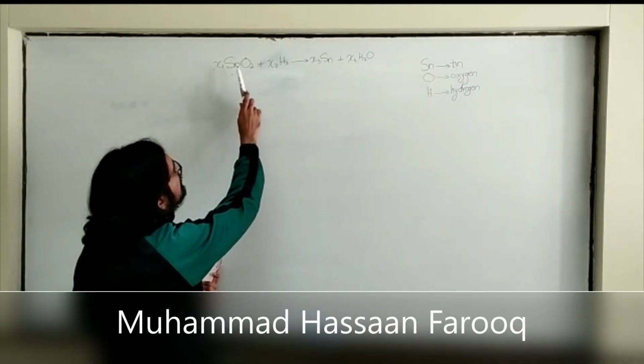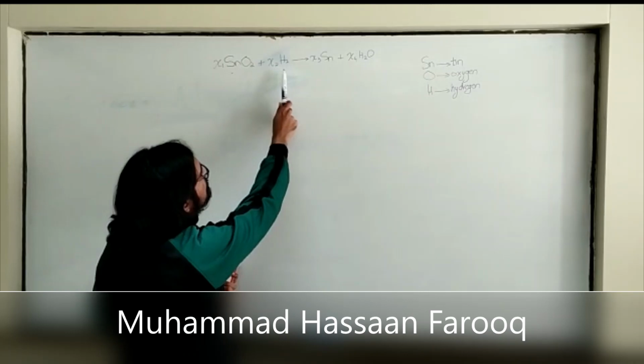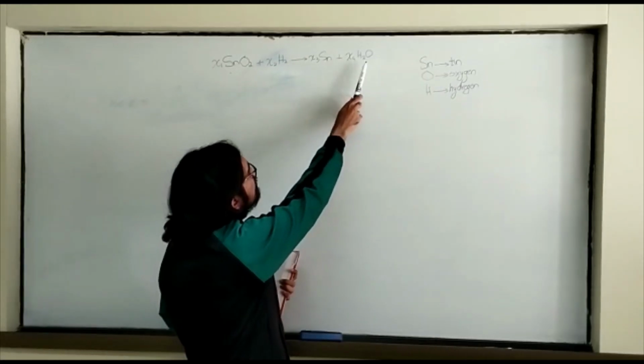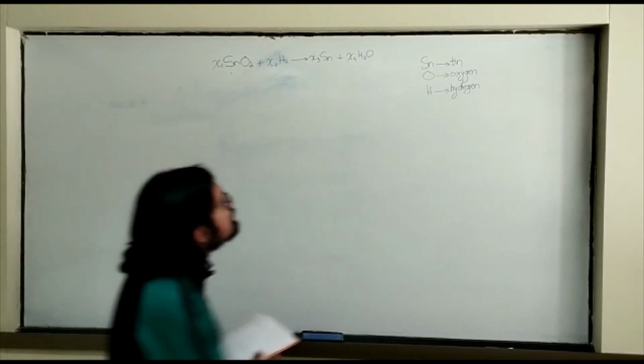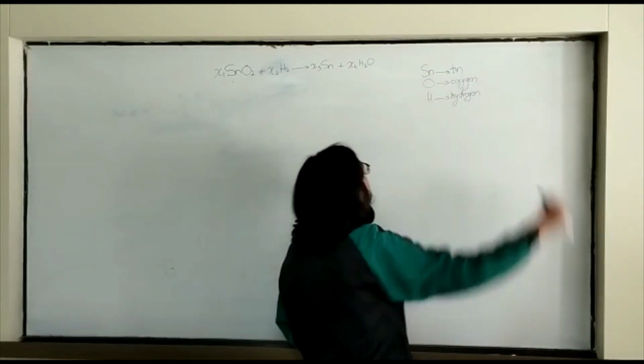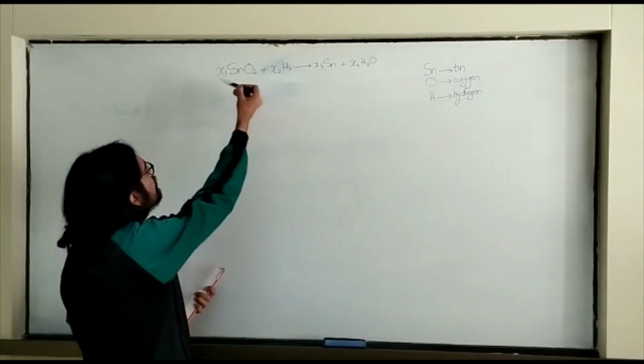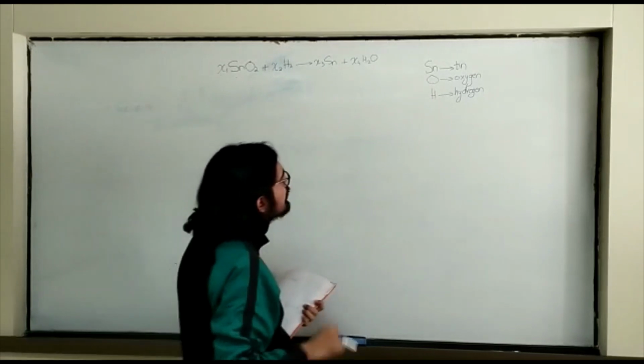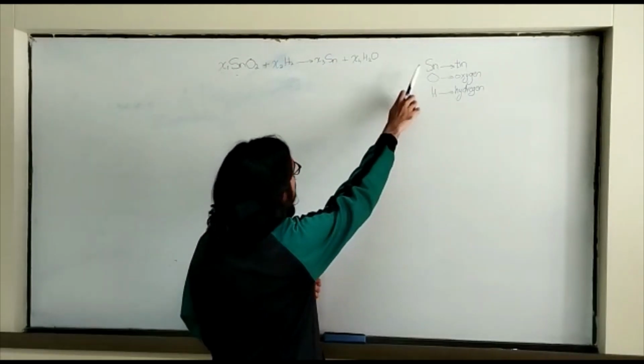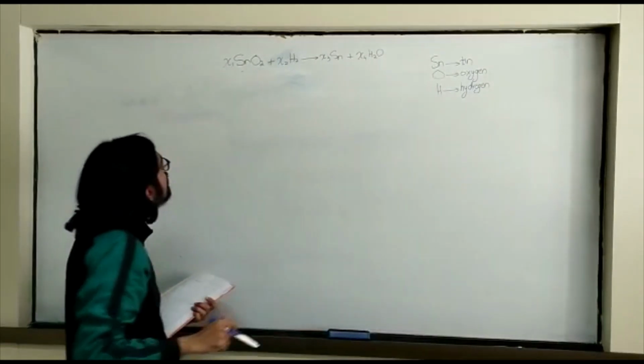Here we have the equation of tin dioxide plus hydrogen, which forms tin and water. In this equation we have 3 elements, and to find the number of elements needed for this equation, we have to calculate the variable associated with each of the 3 elements.